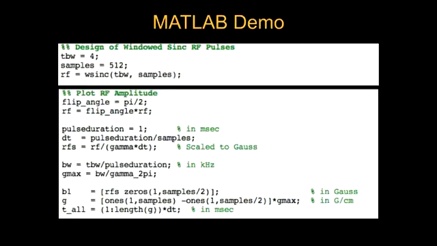So this is kind of the simple way to design the RF pulse using a window sinc. In this case, we're assuming the time bandwidth product is 4, and the pulse duration is 1 millisecond.